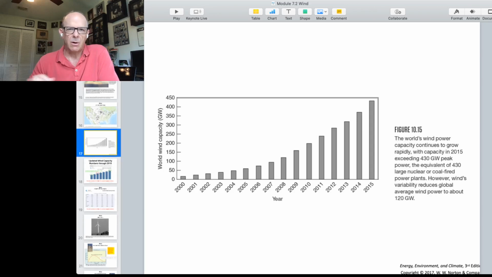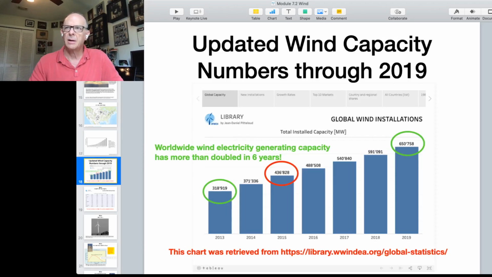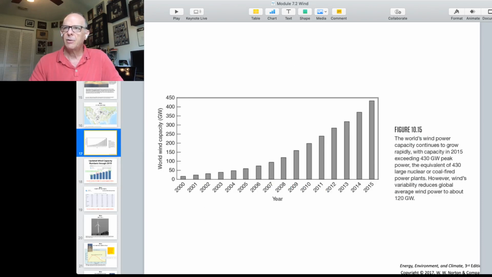How has the wind power utilization been growing? Quite dramatically, not quite as fast as solar has in recent years, but still very rapidly. This is the figure from your book, and I looked online and found this to update that figure. I'm going to go back a slide. Here you see in 2015, that number is a little bit less than 450 gigawatts for the world's wind electricity generating capacity.